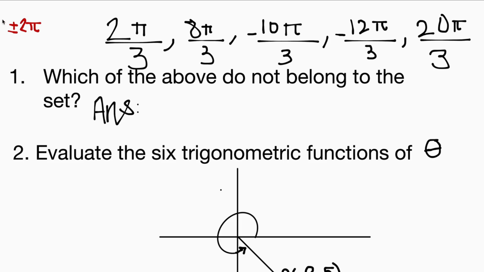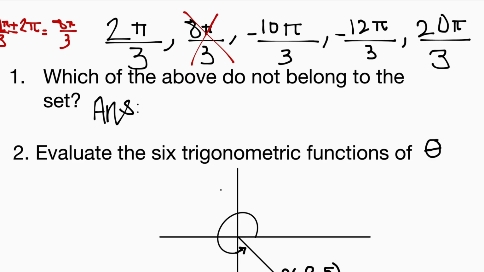If we take 2 pi over 3 plus or minus 2 pi, let's say plus 2 pi, that would be 6 pi over 3, so 8 pi over 3. Since it's one of the options, that means this one is not the one that doesn't belong. Moving on to the next one.